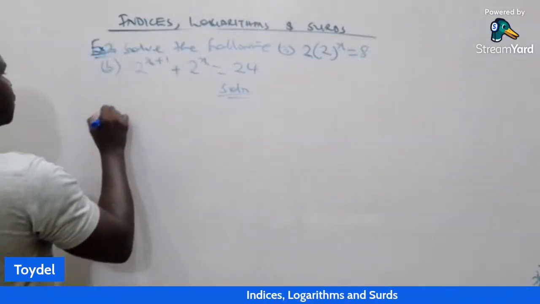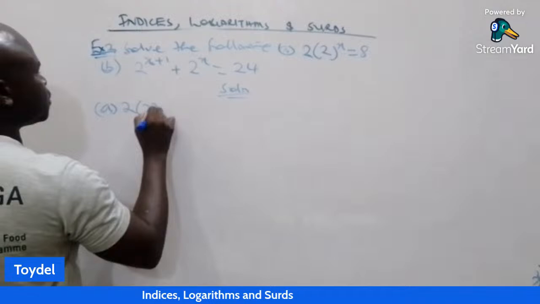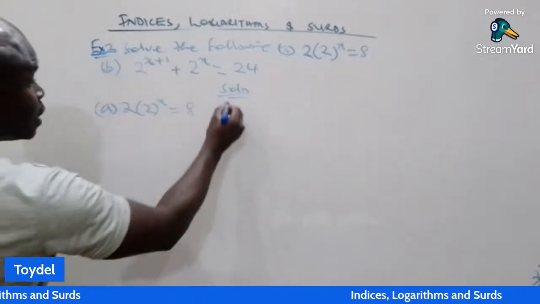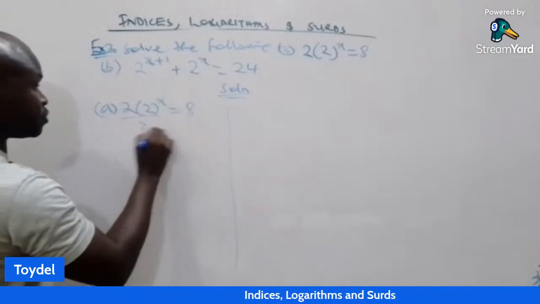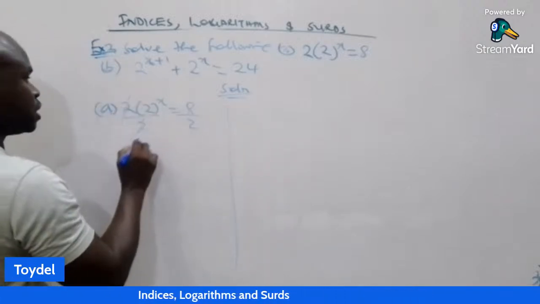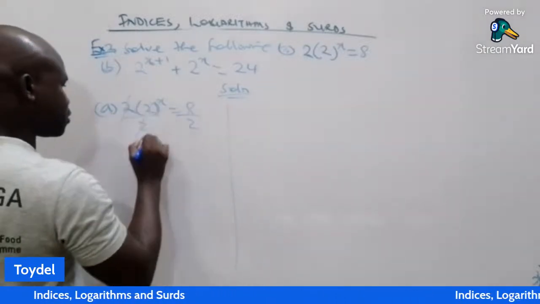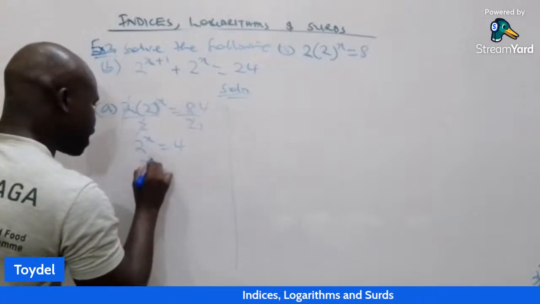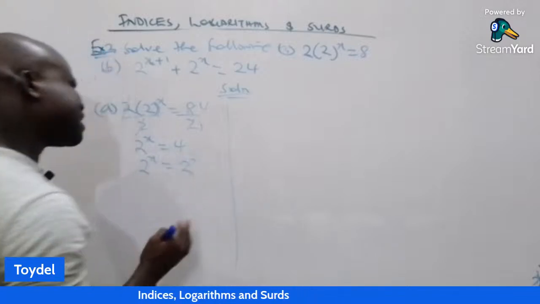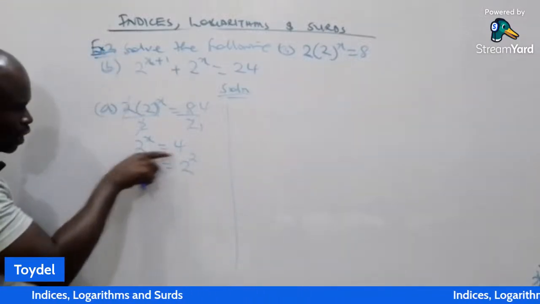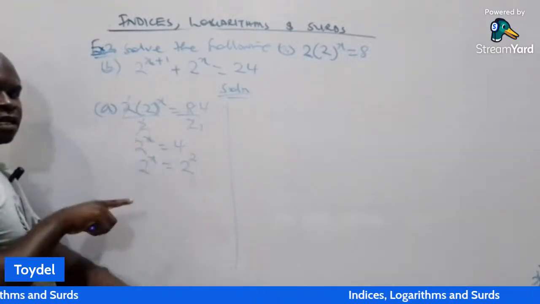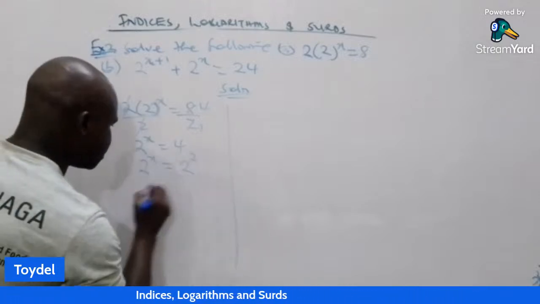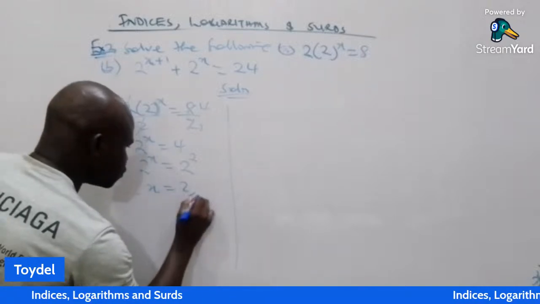I'm going to start with the first one. I have 2 into bracket 2 raised to the power x is equal to 8. Of course, it depends on the approach that you want to apply. I might decide to divide both sides by 2. It's allowed. This will cancel this. Then I'll have 2 raised to the power x is equal to 4. Then 2 raised to the power x can be equal to 2 raised to the power 2. This is the logic here: if the powers are equal, you equate the bases, and if the bases are equal, you equate the powers. Therefore, since this is 2 and this is 2, you equate the powers. Therefore, x is equal to 2.